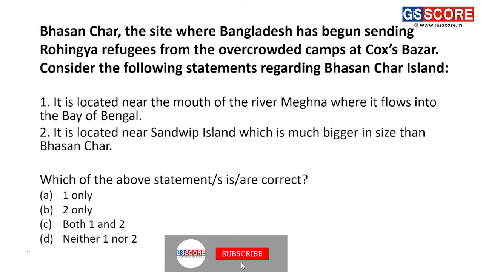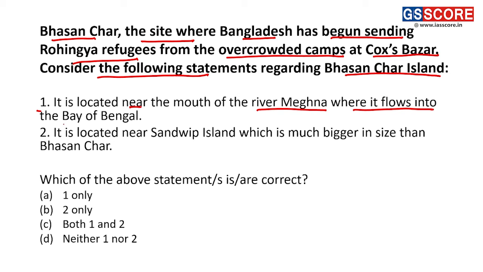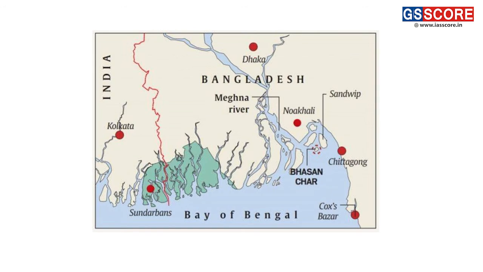Moving towards the next question. The question is basically on Bhashan Char island. The question is, Bhashan Char, the site where Bangladesh has begun sending Rohingya refugees from the overcrowded camps at Cox's Bazar. Consider the following statements regarding Bhashan Char island. Statement 1 is, it is located near the mouth of river Meghna, where it flows into the Bay of Bengal. So, looking at the statement on the map, this is the river Meghna which is flowing in Bangladesh.